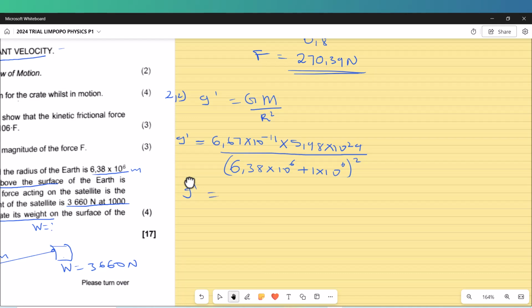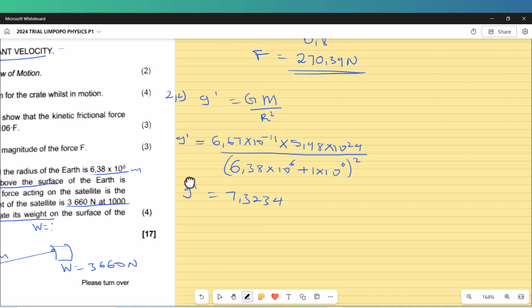Gravitational acceleration. My calculator gives me 6,67 exponent negative 11, times mass, that is 5,98 exponent 24, divided by open brackets 6,38 exponent 6, plus 1 exponent 6 as well, then squared. It gives me 7,32, then 34.